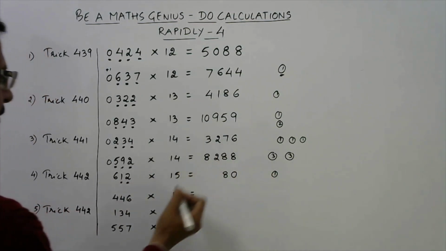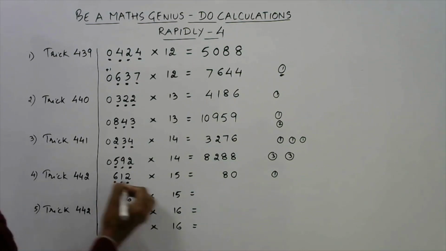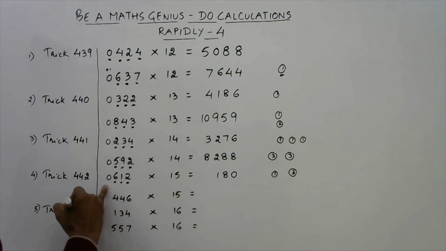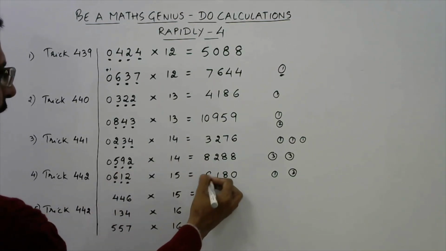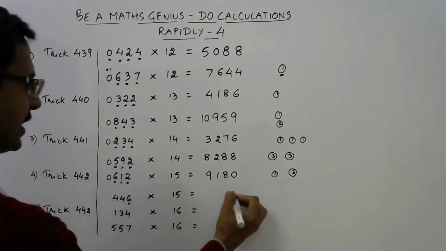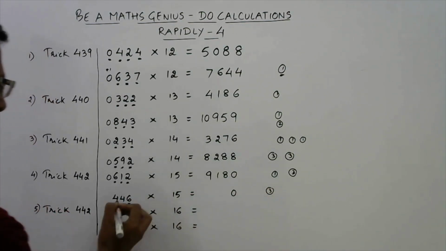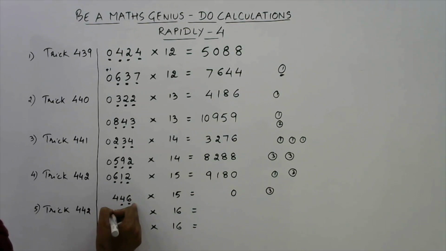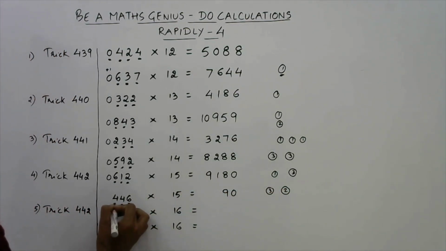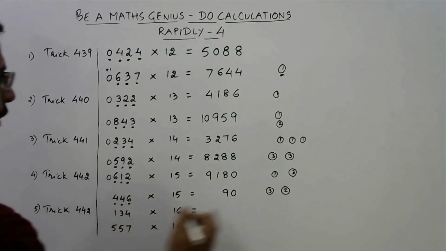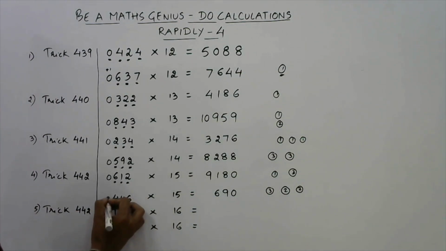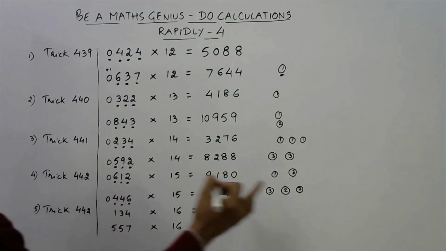5 ones are 5 plus 2, 7 plus 1, 8. So no carries. 5 6s are 30 plus 1, 31. 1, 3 carry. So 5 0s is 0 plus 6, 6. 6 plus 3, 9. Apply it here. 5 6s are 30, 0, 3 carry. 5 4s are 20 plus 6 26 plus 3 29. 2 carry. 5 4s are 20 plus 4 24 and 2 26. Again 2 carry. So 4 and 2, 6.